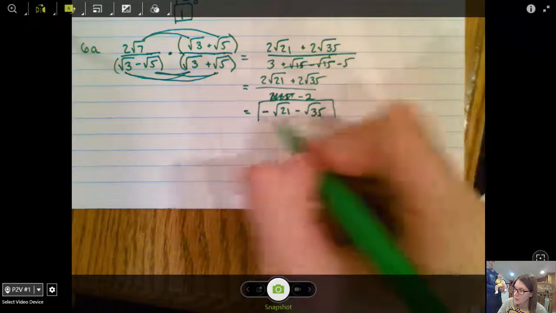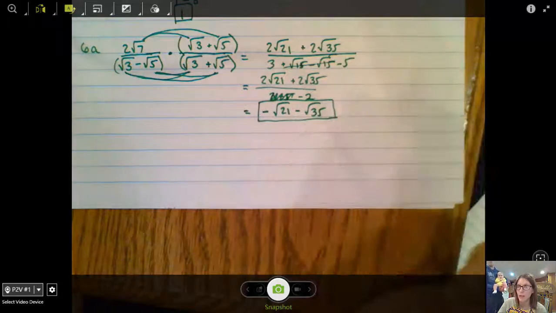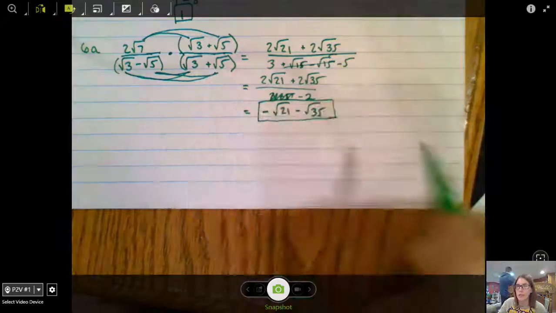It's not the prettiest answer in the world, but it's not too bad either. The biggest thing is to remember we need to multiply by the conjugate.